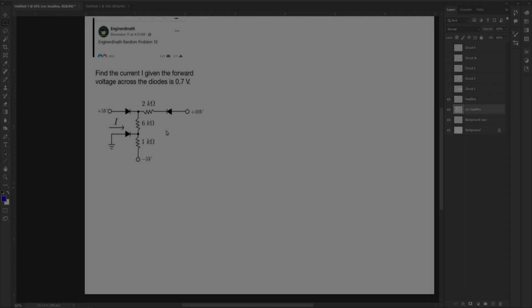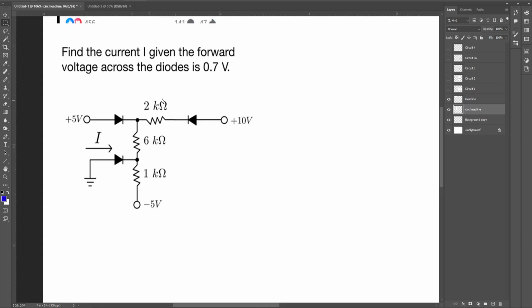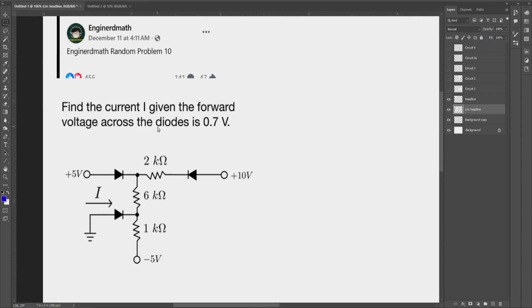This problem is such a fun problem to solve that I actually decided to bring it on the quote-unquote table and give it a proper go. This circuit was presented by Engineered Math, random problem number 10, on December 11, and I got it on Facebook. Please visit that profile and give it the credit they deserve, because this is an awesome problem to solve.